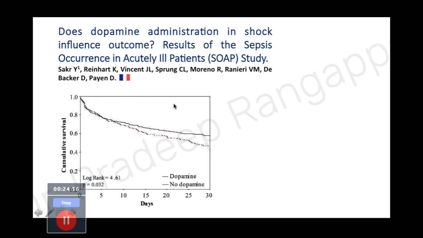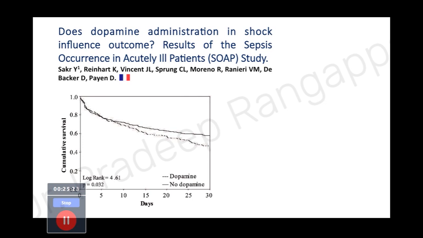This came from the European group. They looked at the use of dopamine in sepsis, and what they found, if you see this curve, the broken line one is dopamine. Survival was found to be low in patients where dopamine was used compared to the no dopamine group. So by using dopamine, it can even worsen survival, or worsen mortality. That was shown in this SOAP study.